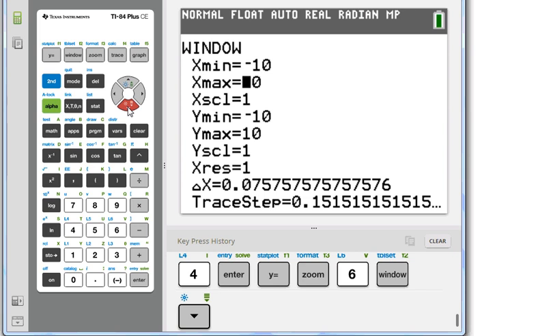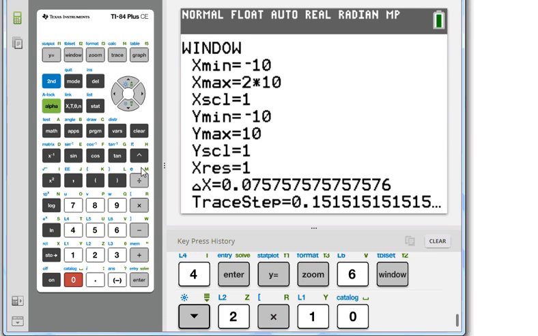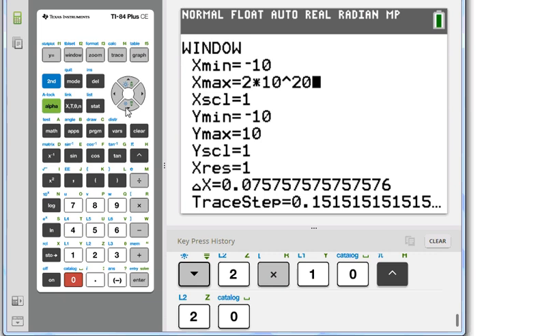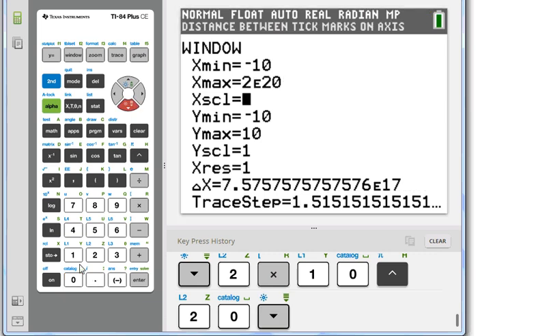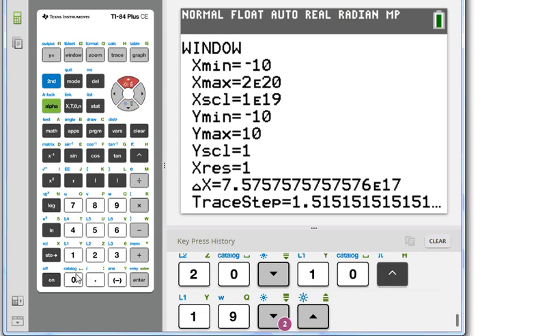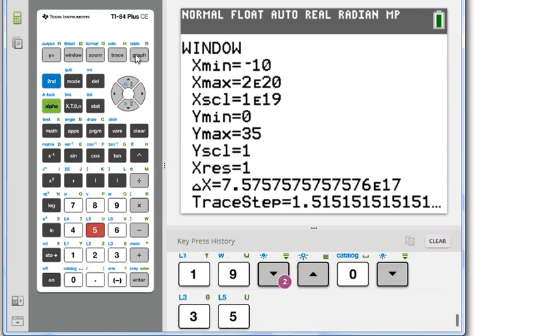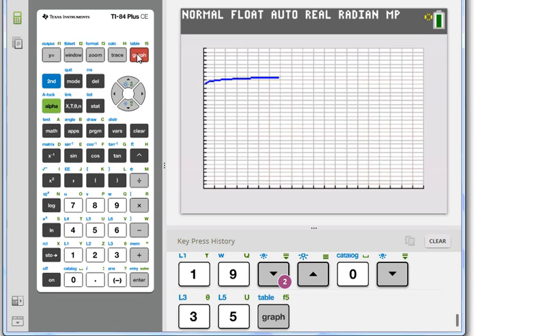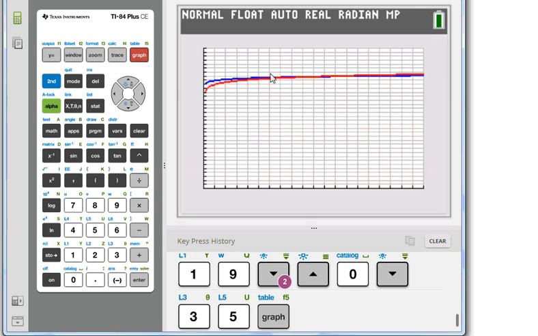I'm going to put down what a good domain would be. Our x max is going to be 2 times 10 to the power of 20. So that is, I don't know how many quadrillion. Our x scale I'm going to put down as 10 to the power of 19. Our y minimum I'm going to put at 0, and our y maximum at 35. So let's see what we have here. We'll see if we have an intersection point between the two graphs. And it looks like we do somewhere in the middle.